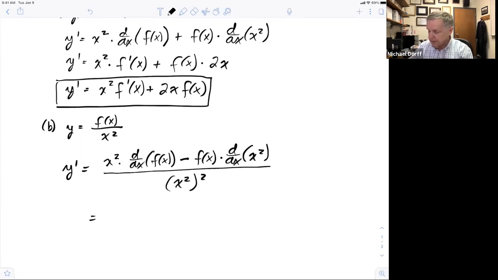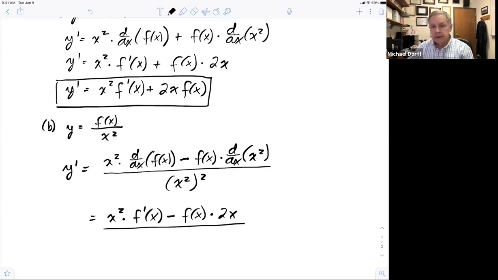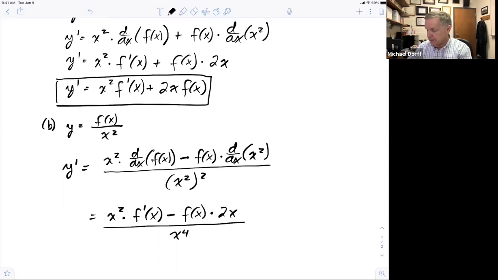All right, so then on the top we have x squared. Again, we have the derivative of f of x. We don't know what f of x is. That's fine. We'll just write it as f prime of x minus f of x times, and the derivative now of x squared is 2x, all divided by the denominator, and I have x squared squared, which is going to be x to the fourth.